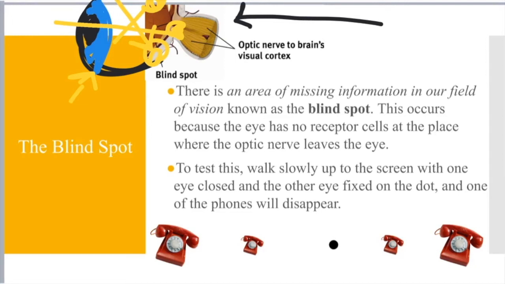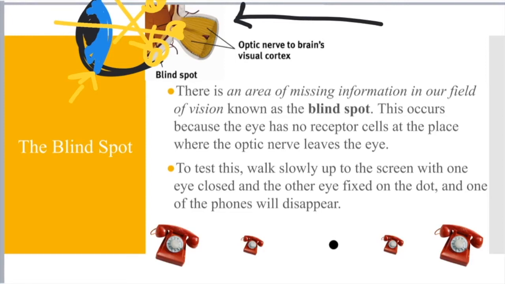This is an example that we might do if we were in class together. I would put these telephones on the screen and I would say, look specifically at this dot, keep one eye closed and one eye fixed on the dot, and you'll see that one or the other of these telephones is going to disappear. They're going to enter your blind spot and you're not going to be able to actually see or perceive them. But again, you have to have one eye closed, because if the other eye's open, your brain is just going to fill in that information.